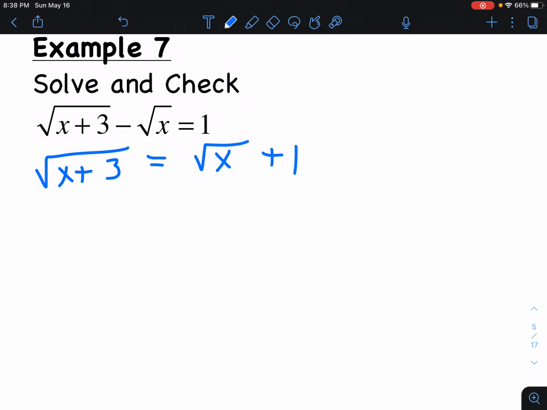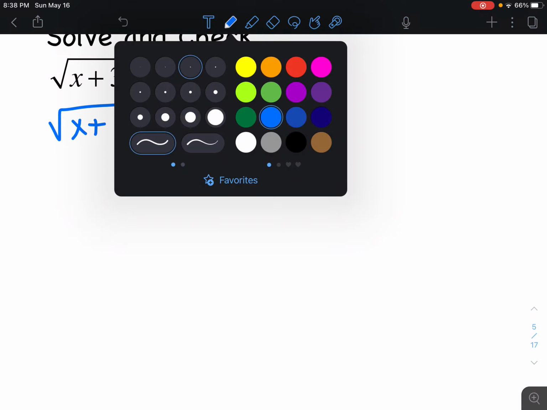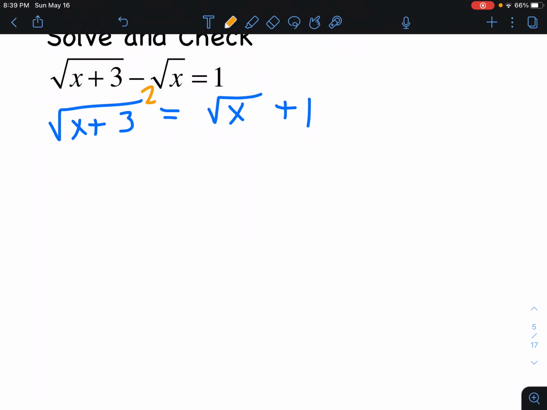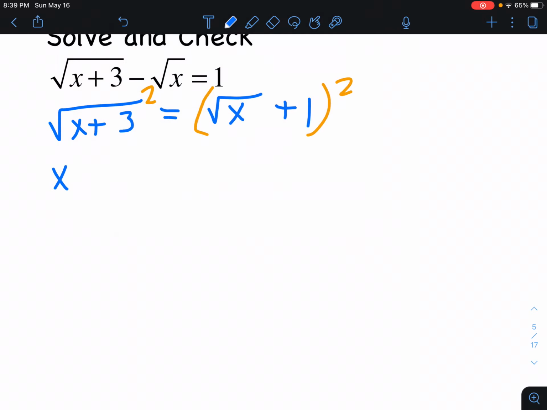Don't combine them. Don't add them because they're not like terms. Okay, so now that one radical is isolated, I can get rid of its radical by squaring both sides. I am going to have a lot of work to do on the right, though. On the left, very easy. Just drop the radical. The right side, write it out twice, and we're going to FOIL it.